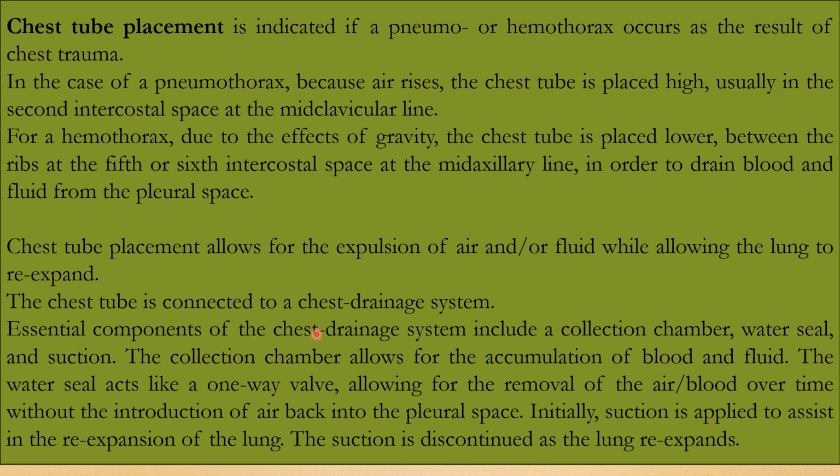Essential components of a chest drainage system include a collection chamber, a water seal, and suction. The collection chamber allows for the accumulation of blood and fluid. The water seal acts like a one-way valve, allowing for the removal of air or blood over time without the introduction of air back into the pleural space. Initially, suction is applied to assist in the re-expansion of the lung. The suction is discontinued as the lung re-expands.